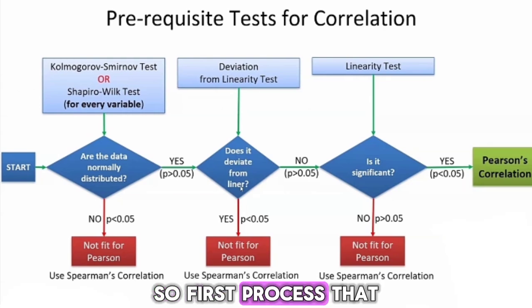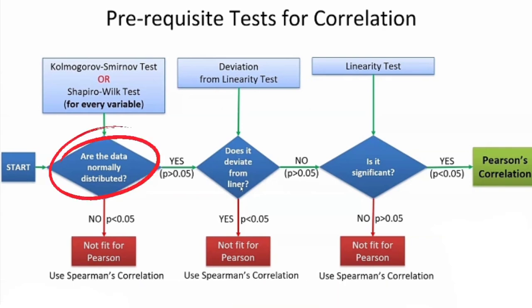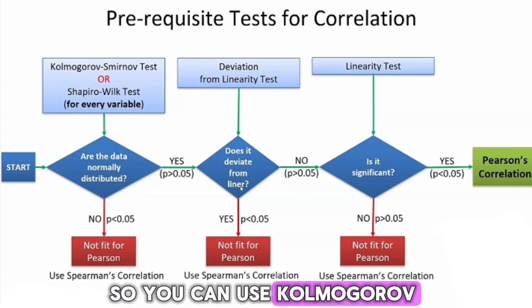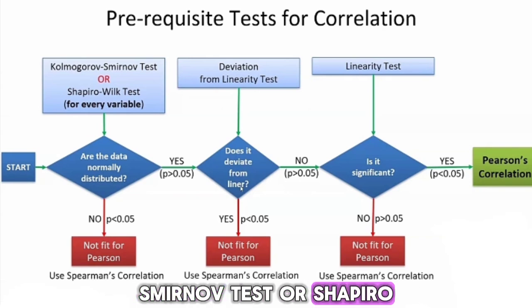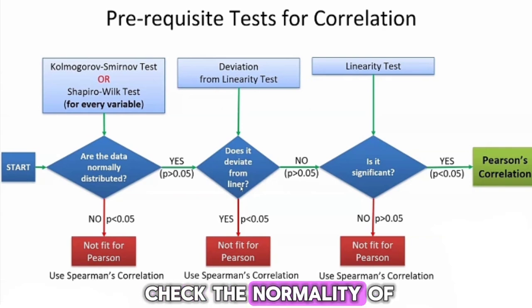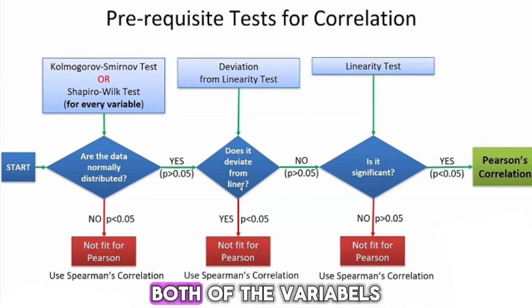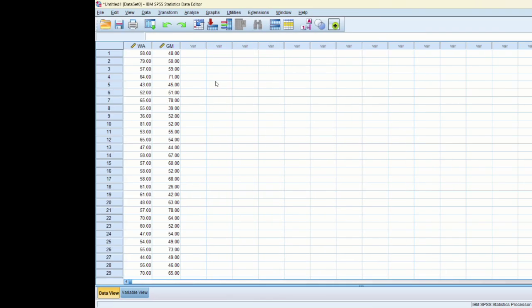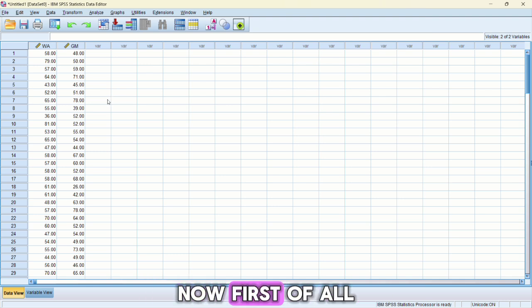So, the first process that you have to follow to analyze the data is to check whether the data is normal or not. You can use the Kolmogorov-Smirnov test or the Shapiro-Wilk test. You have to check the normality of the data for every variable, and if yes, both of the variables are normal. Let's analyze our data now. First of all, we are going to check whether the data is normal or not. This is what you have to do.